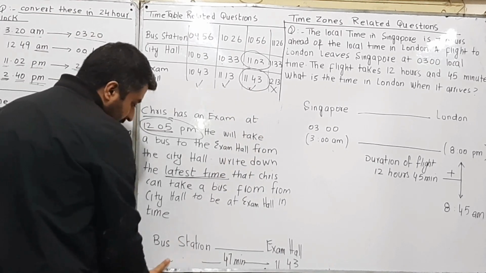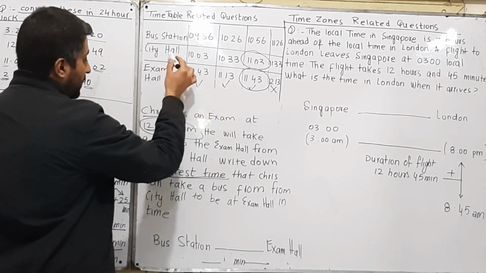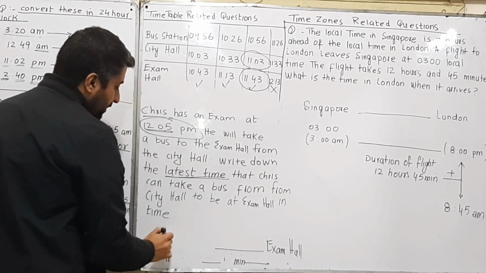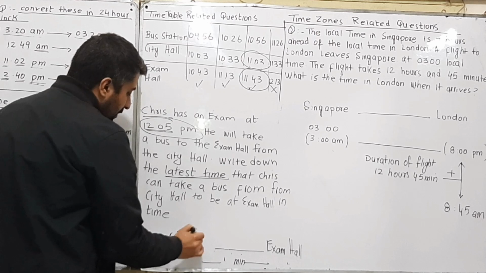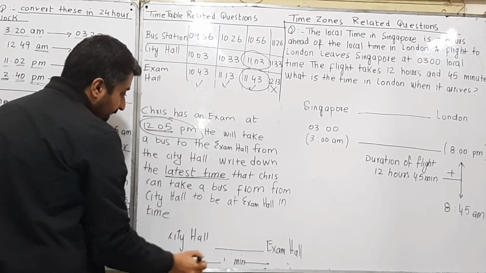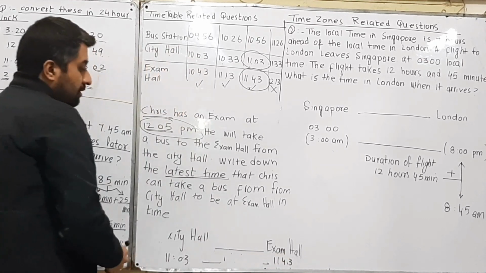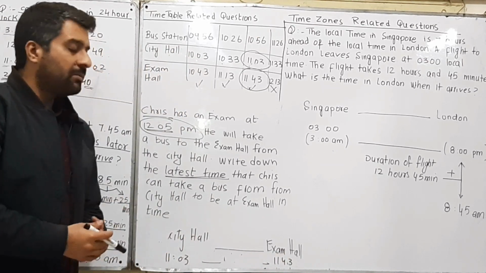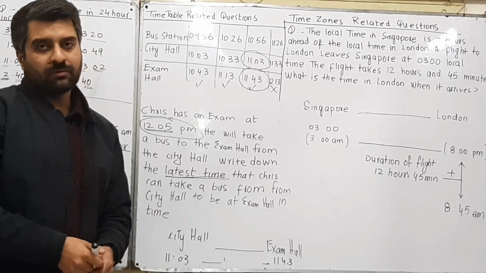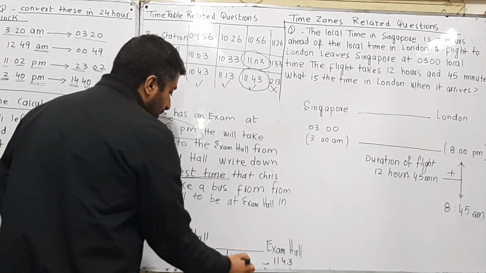So in this case, he will take a bus from City Hall. It should be City Hall, definitely City Hall. He will take a bus from City Hall at 11:03 and he will reach the examination hall at 11:43. So how much time is during the travel? What time will he be in the journey? 11:03 to 11:43, that is 40 minutes. There are 40 minutes during which he will be in the bus. So 40 minutes will be his duration of travel.